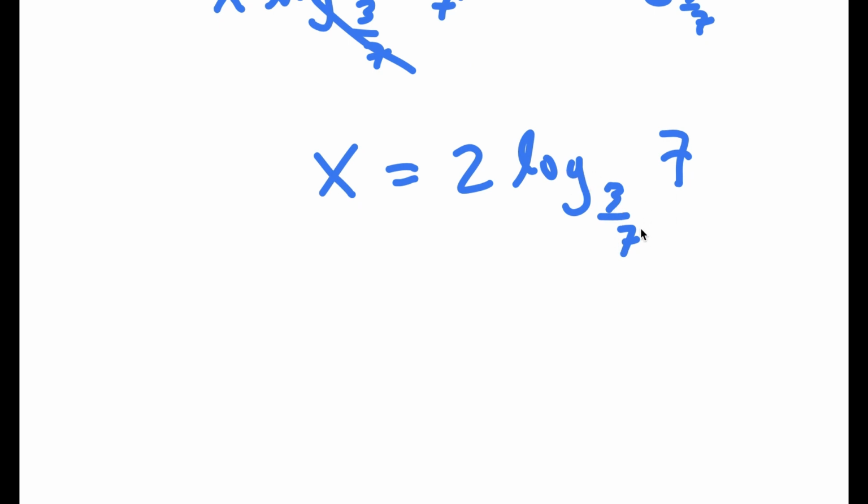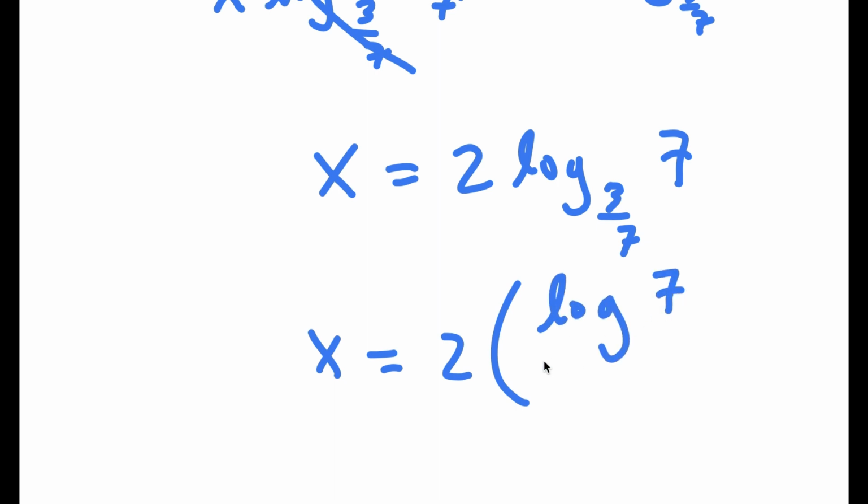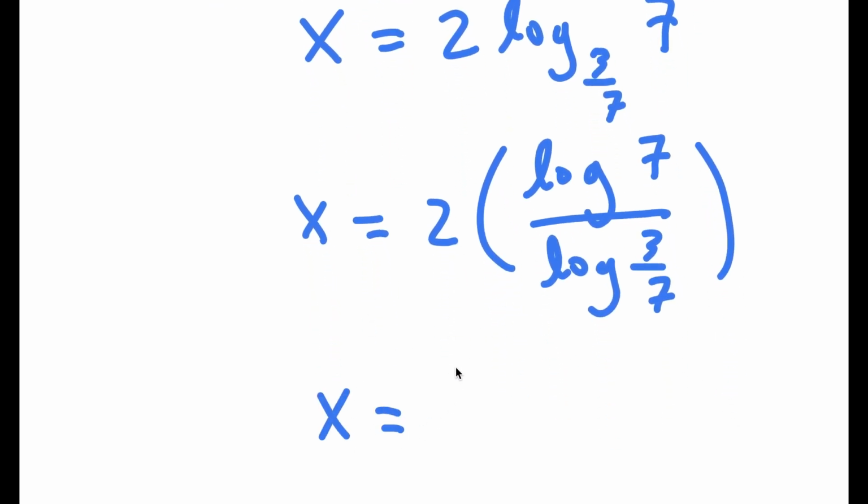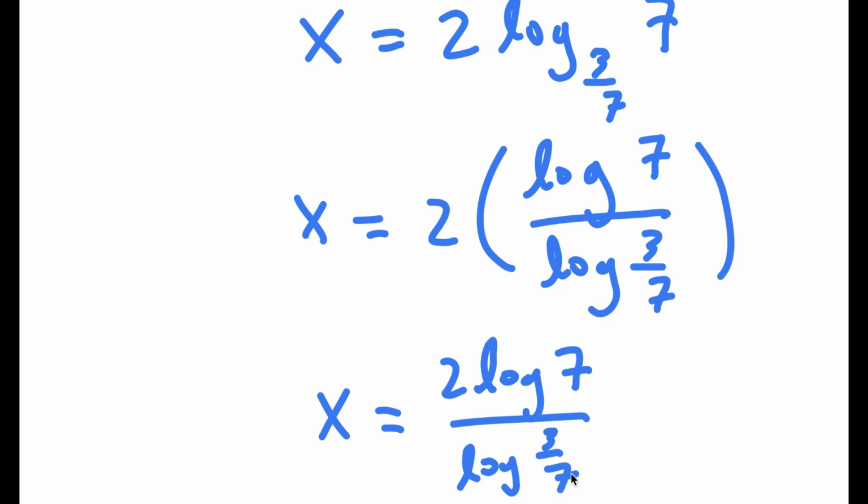Now, log base 3/7 of 7, that's the same thing as log base 7 over log base 3/7. So x is equal to 2 times log base 7 over log base 3/7.